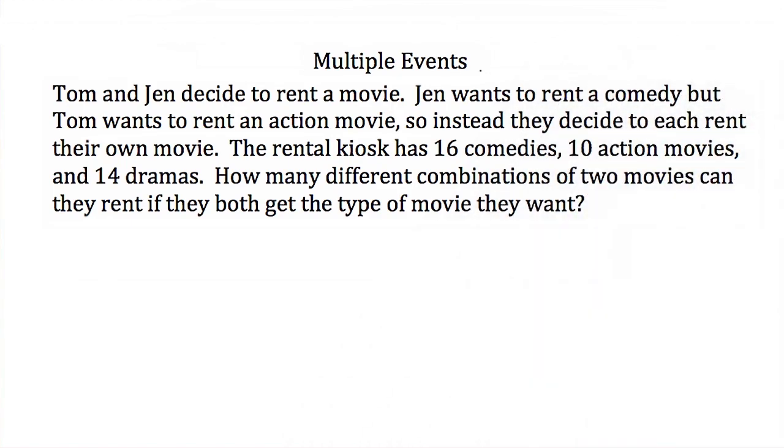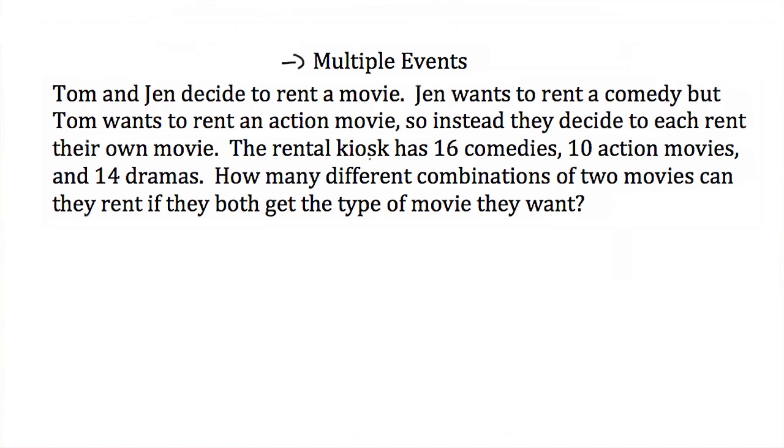Now sometimes finding combinations is a little bit more difficult than that. Sometimes we have what we call multiple events. Here we're told that Tom and Jen decide to rent a movie. Jen wants to rent a comedy, but Tom wants to rent an action movie. So instead, they decide to each rent their own movie. The rental kiosk that they go to has 16 comedies, 10 action movies, and 14 dramas. So how many different combinations of 2 movies can they rent if they both get the type of movie that they want?